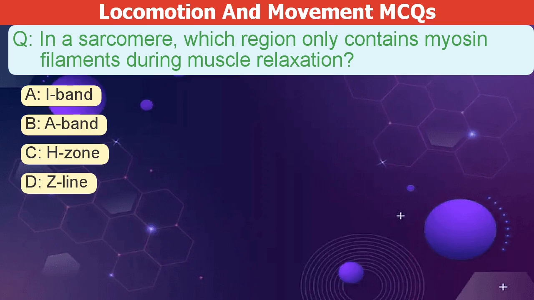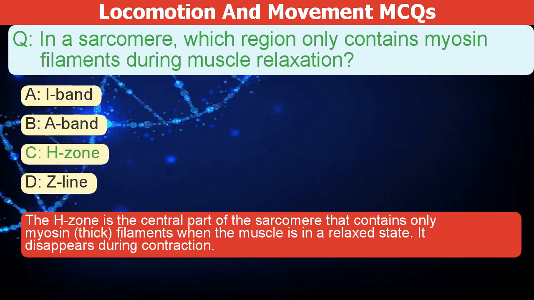In a sarcomere, which region only contains myosin filaments during muscle relaxation? A. I band. B. A band. C. H zone. D. Z line. The correct answer is C. The H zone is the central part of the sarcomere that contains only myosin thick filaments when the muscle is in a relaxed state. It disappears during contraction.